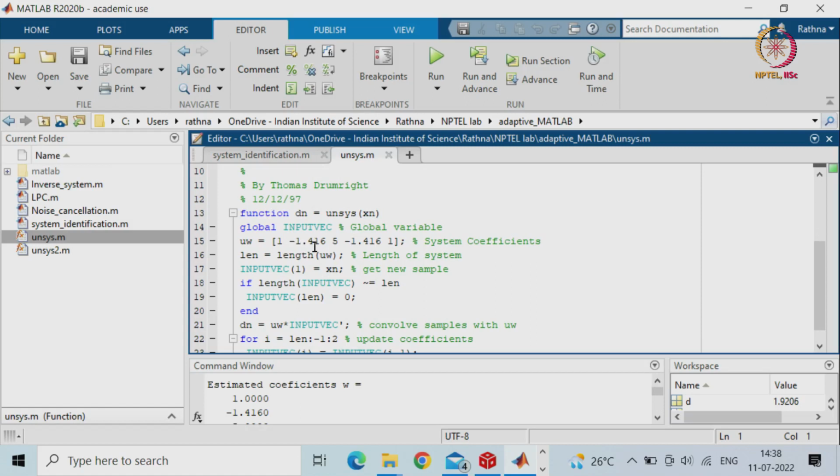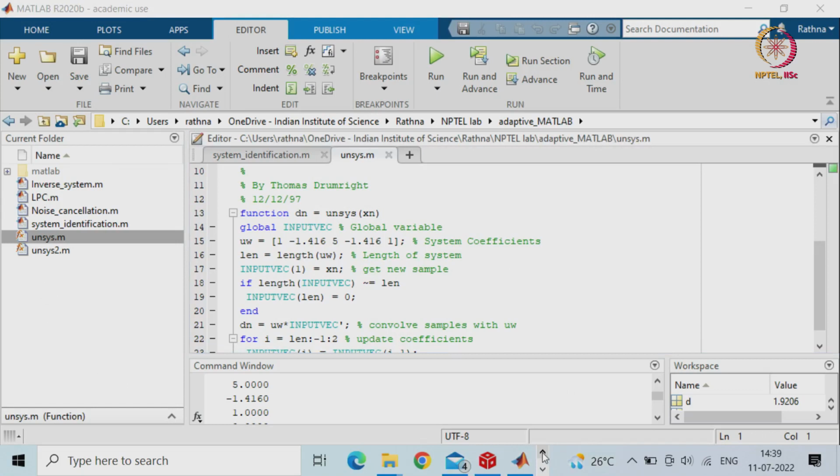It is given as 1, minus 1.416, 5, minus 1.416 and then 1. You will see that this is what it has converged to. So, you are able to identify the system you gave as input. It is a band pass filter in this case, so the coefficients have converged to this.